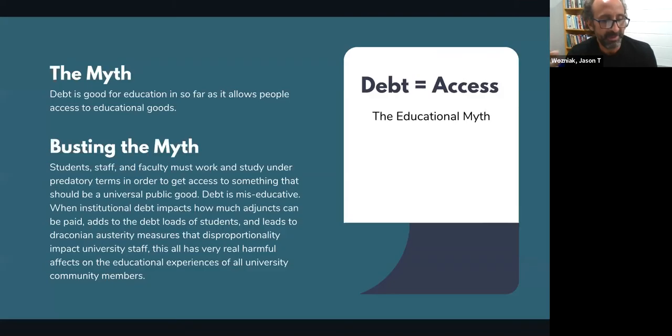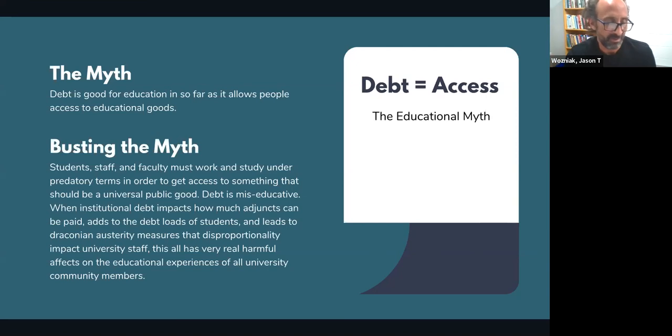Finally, the myth that debt is good for education insofar as it allows people to access educational goods. The simple way to respond to that would be, well, this is a case of predatory inclusion. Students, staff, and faculty must work and study under predatory terms in order to get access to something that should be a universal good. And moreover, this type of statement always elides some of the things that Rich and Joanna brought up already about the institutional harm.